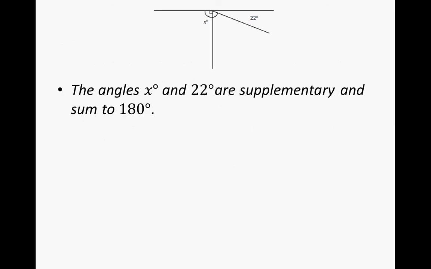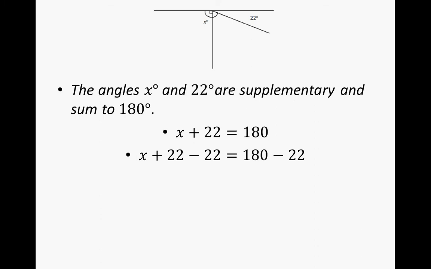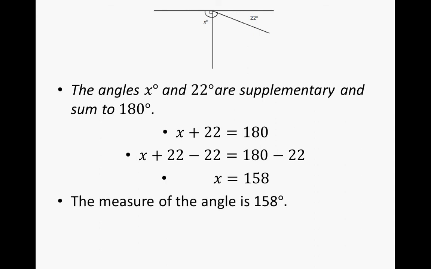So for the first one, the angles x degrees and 22 degrees are supplementary, and they sum to 180 degrees. So you would write an equation, x plus 22 is equal to 180. So in order to solve using our algebraic rules, we would subtract 22 from each side, which leaves us with x is 158. So that means the measure of the angle that is unknown is 158 degrees.